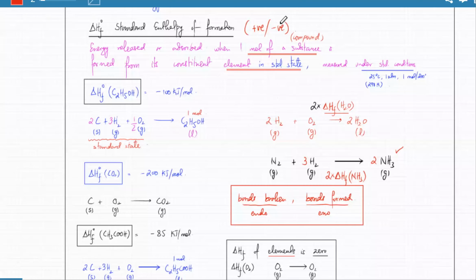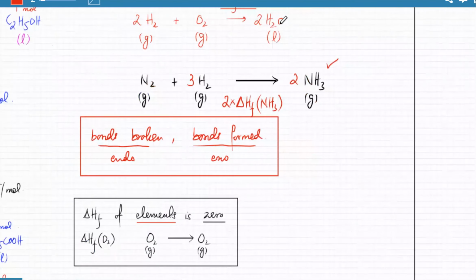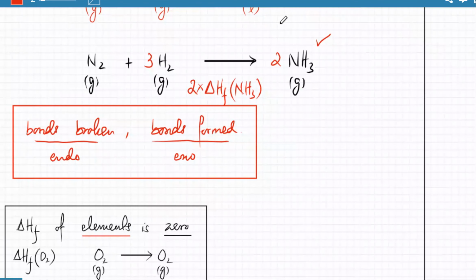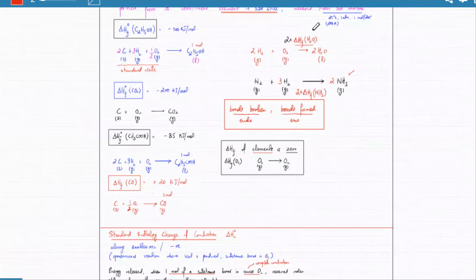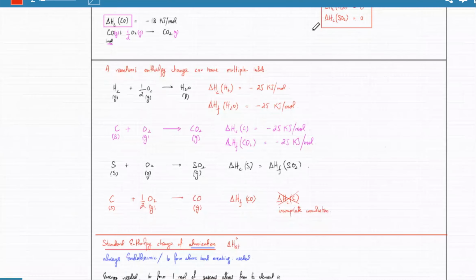Why? Because it involves both things. It involves breaking of bonds. It also involves forming of bonds. For example, if you're forming NH3 from N2 and H2, you would have to break the N2 bond and you would have to form the NH3 bonds. So it would depend. If the endo part is bigger, then the overall thing would be endo. If the exo part is bigger, then the overall thing would be exo. So it can be both. So remember that as well.